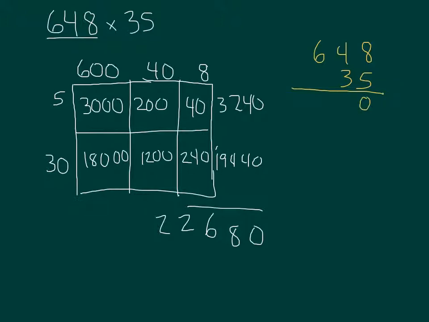8 times 5 is 40. 4 times 5 is 20, plus 4 is 24. 5 times 6 is 30, plus 2 is 32.